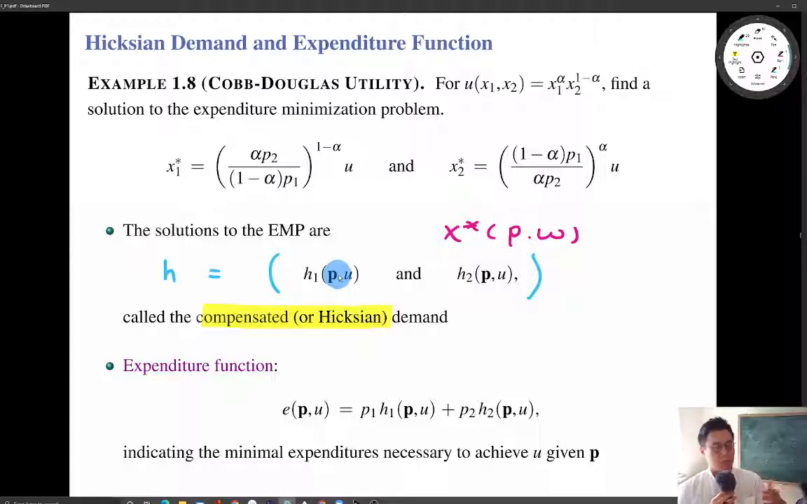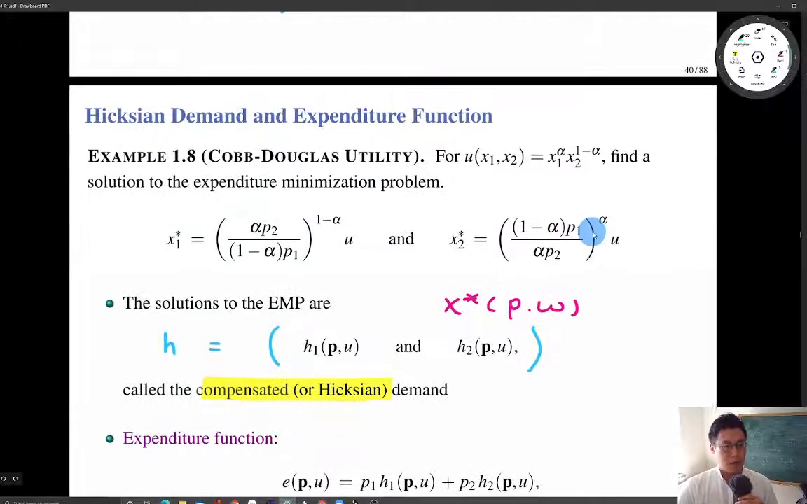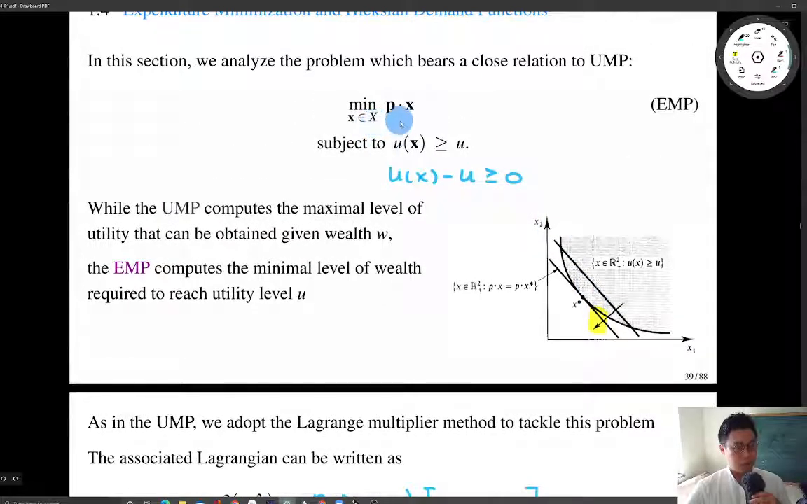We are going to discuss several applications regarding this Hicksian demand next week. As of now, the only thing we have to know is that Hicksian demand is a solution to the expenditure minimization problem, right? And if we found a solution, Hicksian demand, and we go back to expenditure, so we found a solution to this EMP, the Hicksian demand for good 1 and good 2, in the case of 2 goods, we have this one.